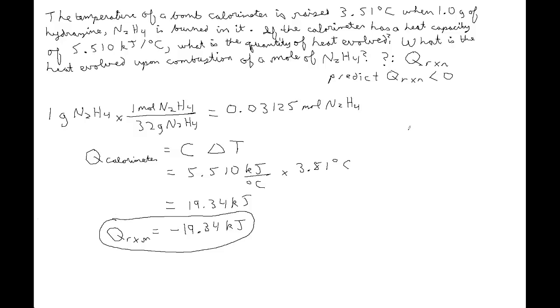Now, this problem had two different questions. So what's your answer to the first question? Negative 19.34 kilojoules. And what was your answer to the second question? And that's what of a mole. By a mole, do you mean just 1 mole? Yes. And okay, 1 mole.